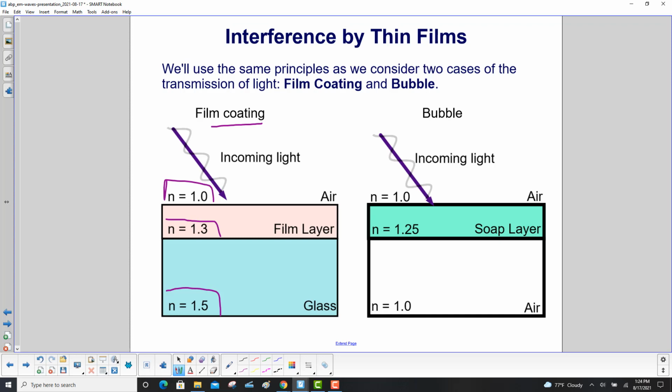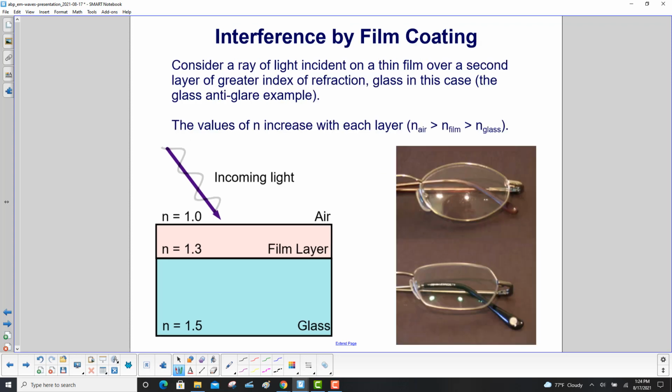Then we're going to take a bubble. So let's see, here you have, once again, you're in the air, n is equal to 1.0. You go through a soap layer, that's your bubble, and then on the other side is air. So here what's going on? Index of refraction increases, and then it decreases again going through the air. We'll do the film coating first.